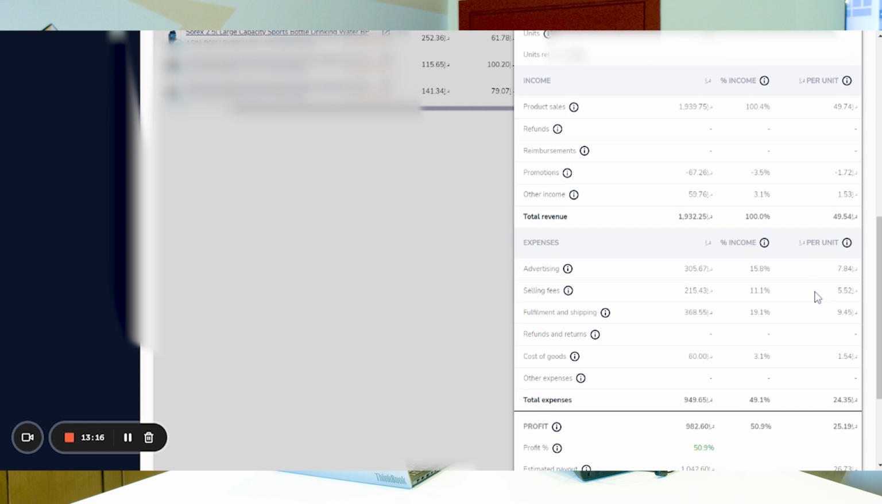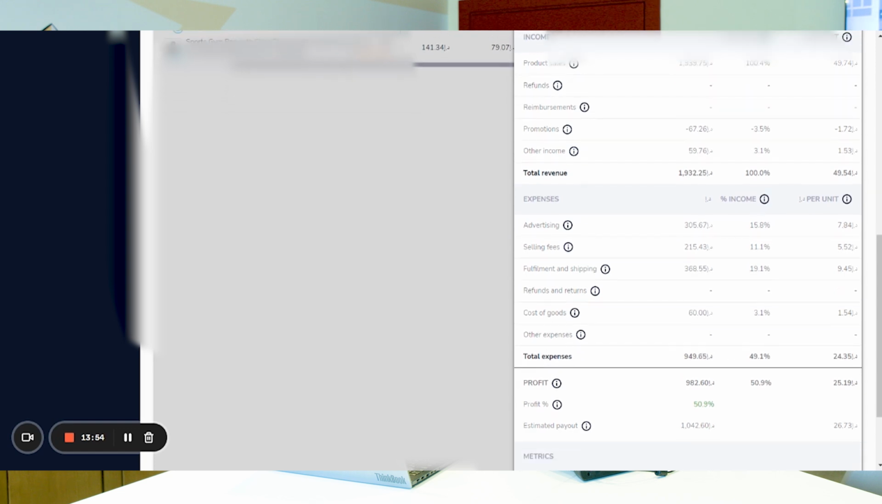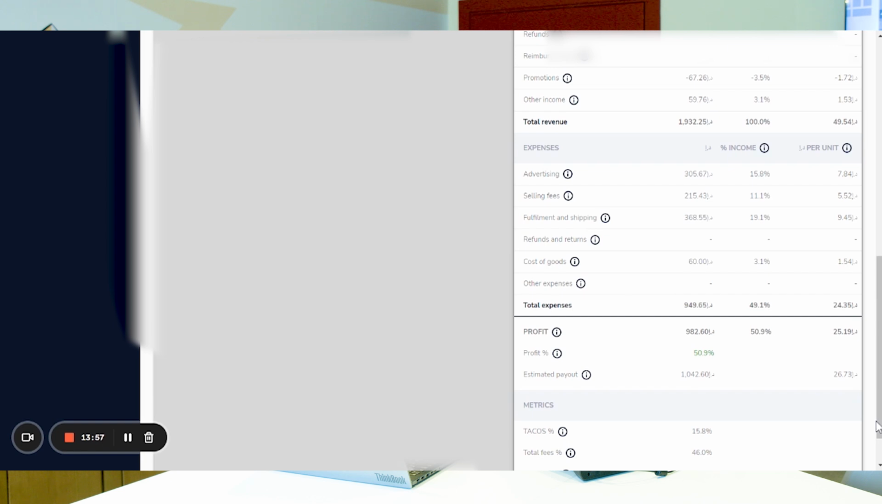So the advertising was 300 dirhams, which was almost 15.8%, which is really good. Selling fees 215, which is 11%. Fulfillment and shipping fees actually is a little bit high at 19%. Again, this needs to be addressed. Maybe do a little bit of a deep dive in order to understand what on earth is happening, if there's any miscalculation from Amazon, or if you added the wrong sizes to the listing. If you can't, then you are now aware of the fact that the fulfillment is kind of expensive for this particular product. And finally, you can see everything, including what your profit is.